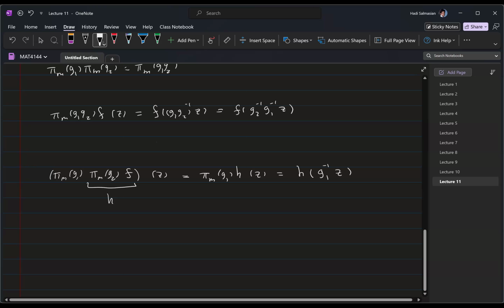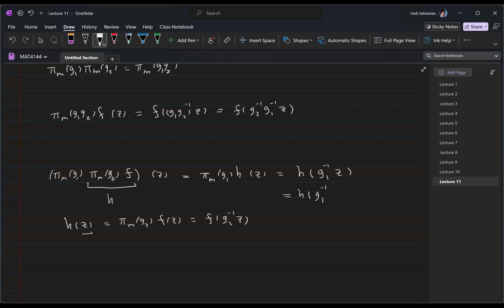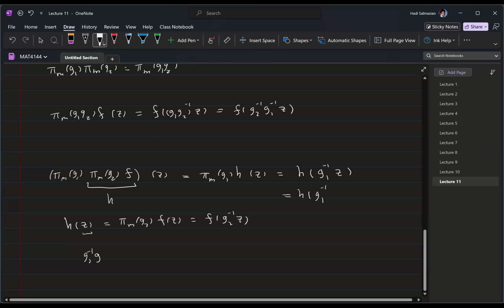Okay, but what is H of something? So H of Z in general, this is pi m G2 F at Z. So this is F of G2 inverse Z. Okay, so now looking at this, if I plug G1 inverse Z in place of Z, I get F of G2 inverse G1 inverse Z. Okay, so the last thing will be, using this relation, I get F of G2 inverse G1 inverse, which is the same as this guy.